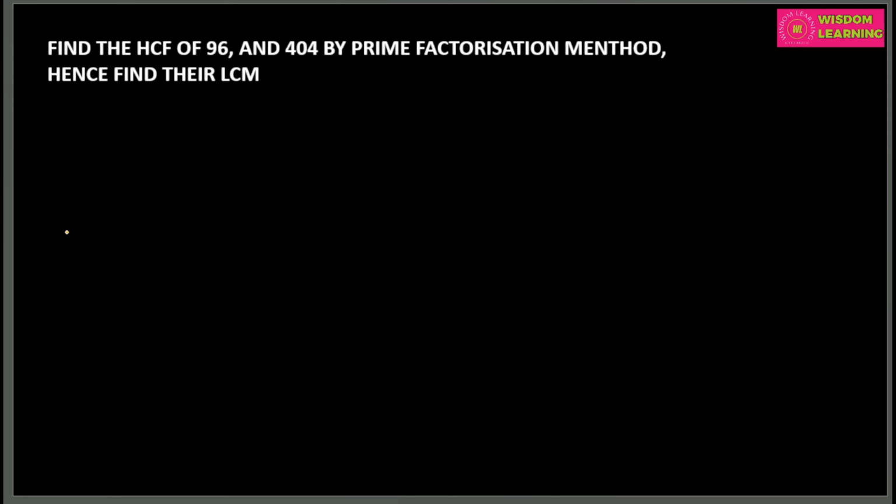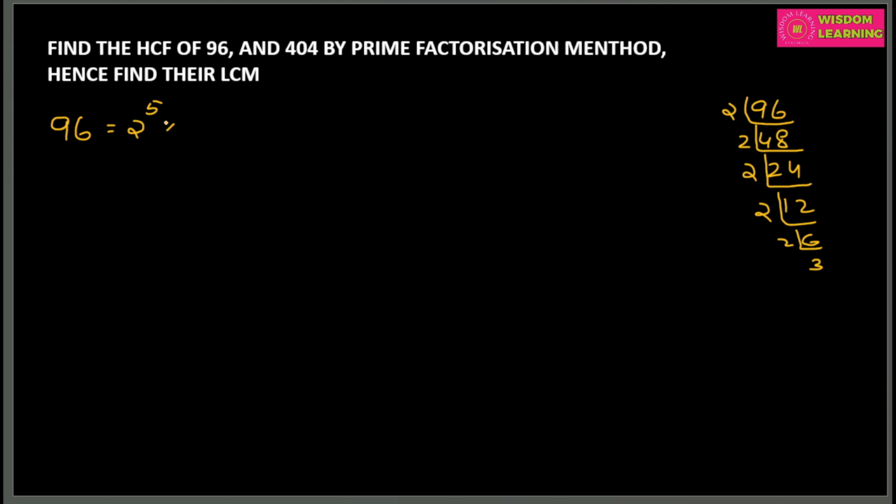Whatever it is, we can find the factorization of 96. Okay, let us see. 96 we can factorize. Divided by 2, that is equal to 48. Next, divided by 2, 24, again 2, 12, next 2, 6, again 2, 3. What is the prime factorization of 96? 2 how many times? 1, 2, 3, 4, 5 times. 2 raised to 5 into 3.